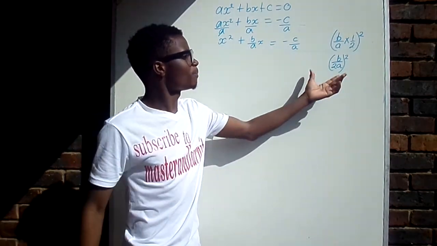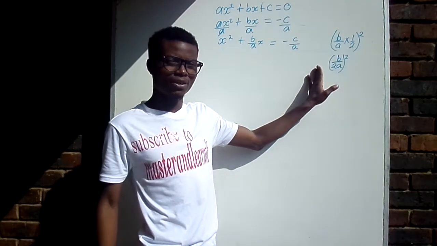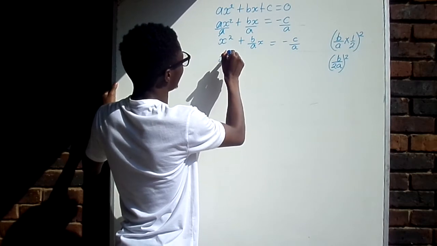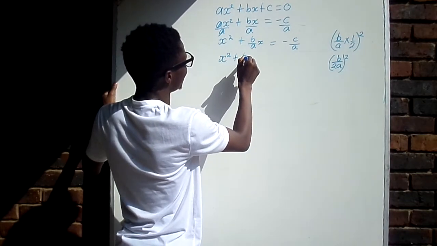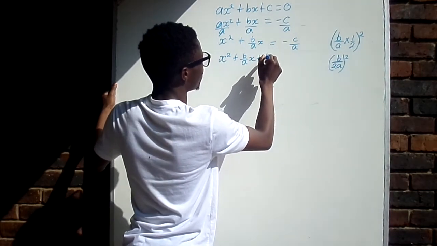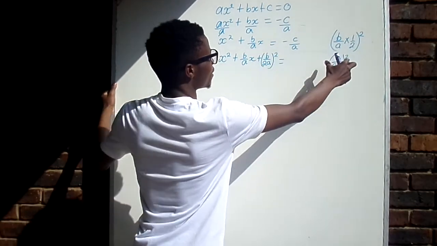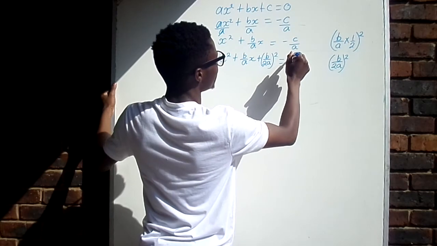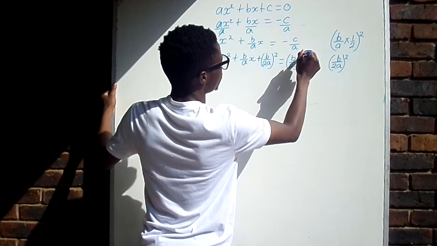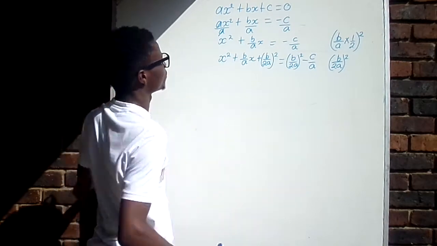So we are going to add this term to both sides of our equation so that it doesn't lose its value. I rewrite my left hand side having x squared plus b over a x, add this positive b over 2a squared, is equal to, add this to the right hand side, we have b over 2a squared. Bring down our constant, negative c all over a.